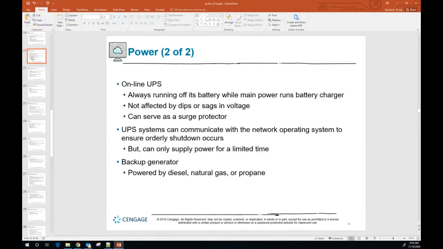An online UPS is always running off its battery while the main power runs the battery charger. It's not affected by dips or sags in voltage, and can also serve as a surge protector.